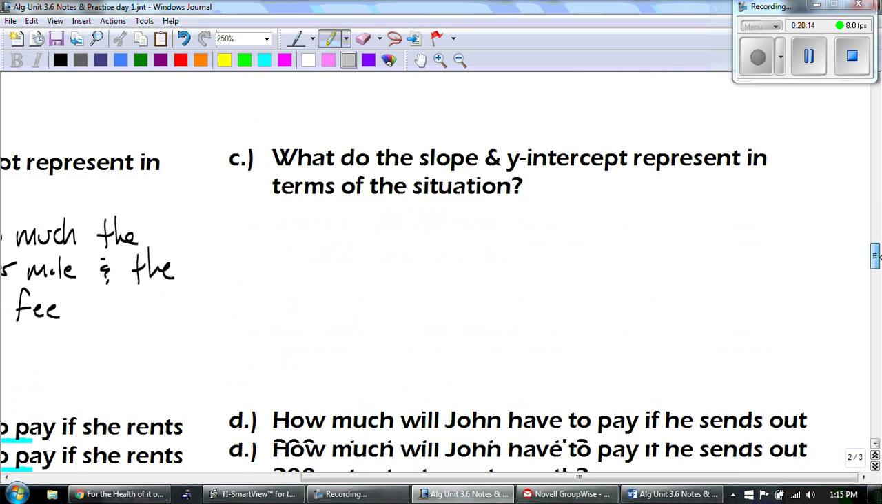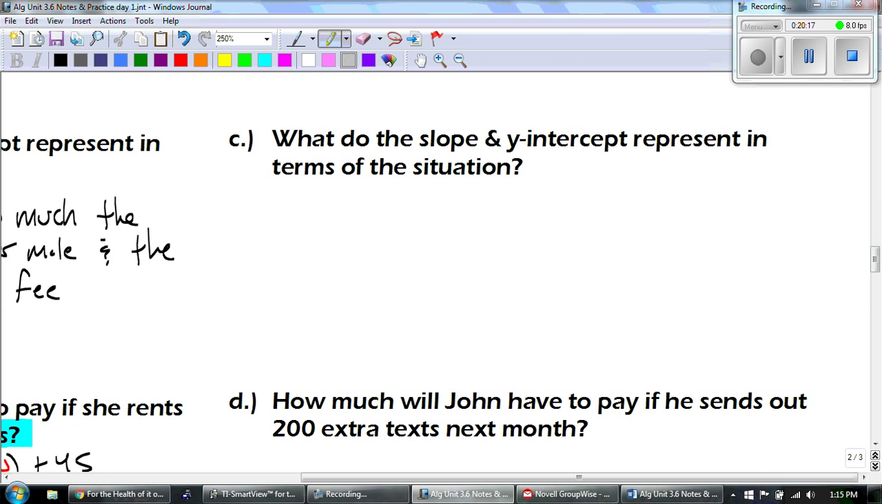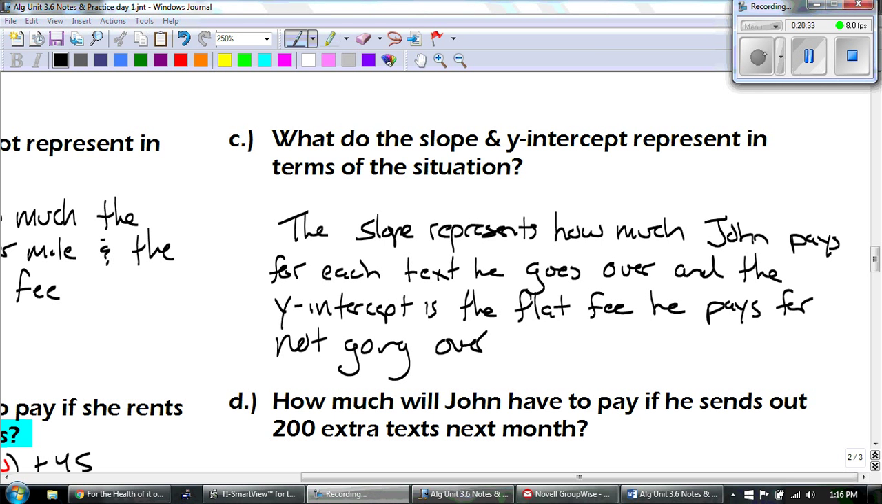What do the slope and y-intercept represent in terms of the situation? I don't know. Why don't you tell me? No, seriously, tell me. We'll pause the video, figure it out. Okay, so the slope represents how much John pays for each text. He goes over, so he has to pay 10 cents for every text when he goes over the limit. I know he doesn't have unlimited text. And the y-intercept is the flat fee he pays for not going over. So if he stays within this limit, he's always paying $48 a month.